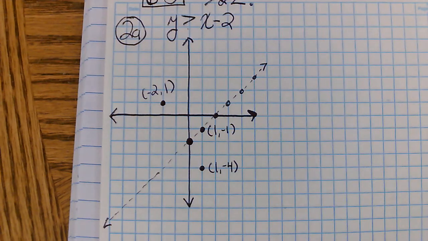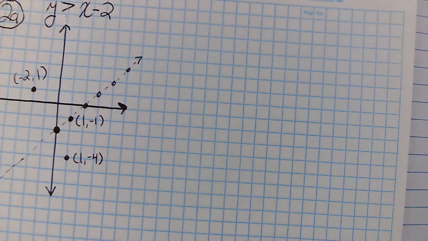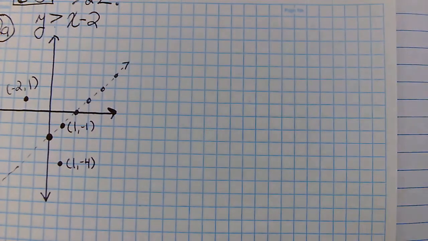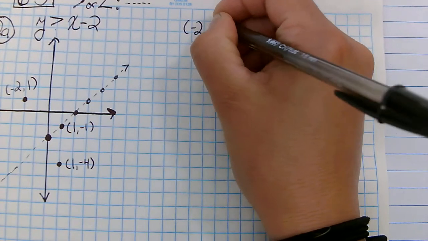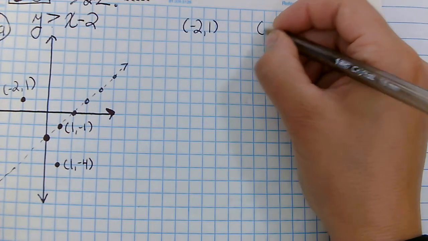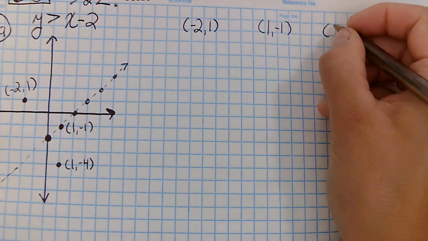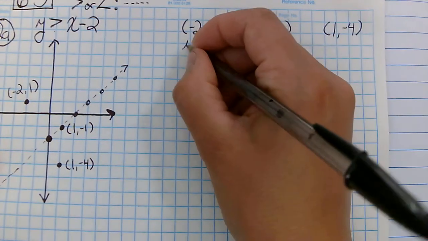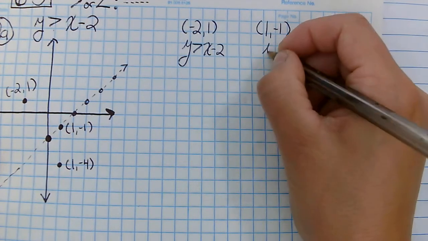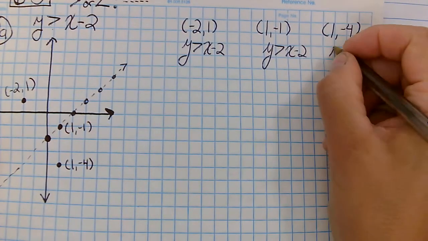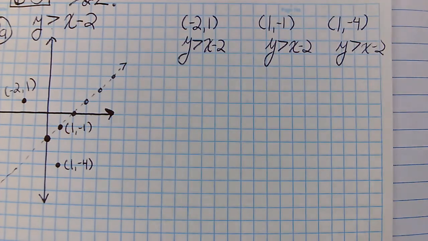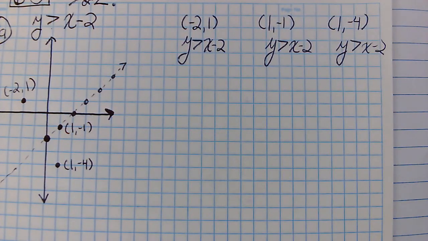Okay, you do not have to do this every time. The only reason I'm doing it now is to illustrate the next step that we would take for the linear inequality. You do not have to do this every single time. I'm just going to plug them in: -2, 1, then 1, -1, and then 1, -4, each time into the inequality that we graphed. So I'm going to pause, plug in, and show you what we're going to do next.